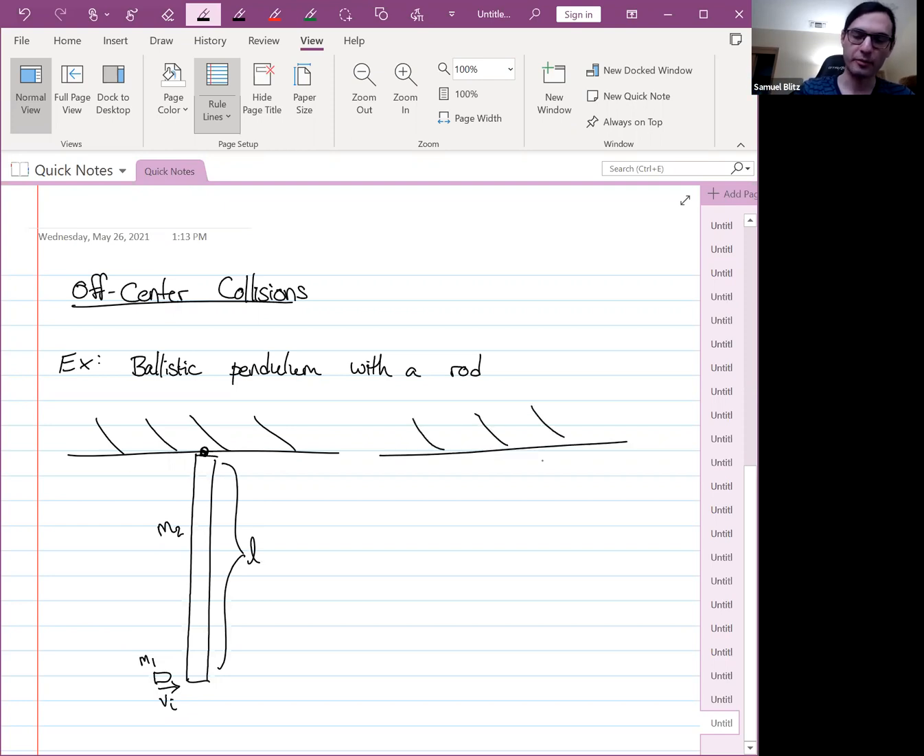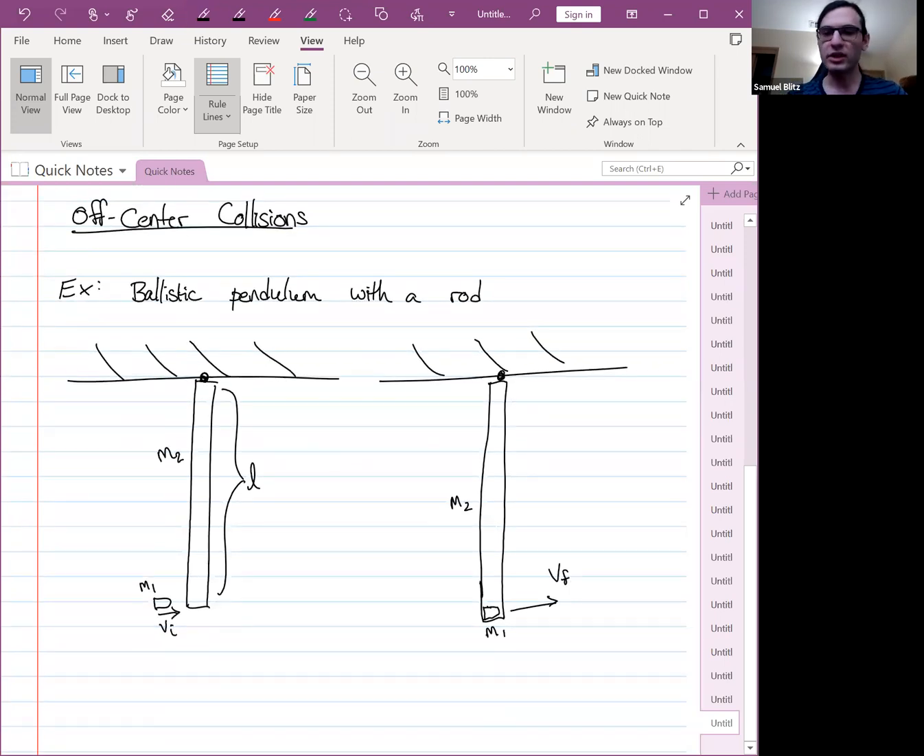Then, at a later time, the bullet enters the rod, and then they start swinging together, right? So here we have m1 again, we have m2 again, and now the whole thing is moving together at some speed vf.